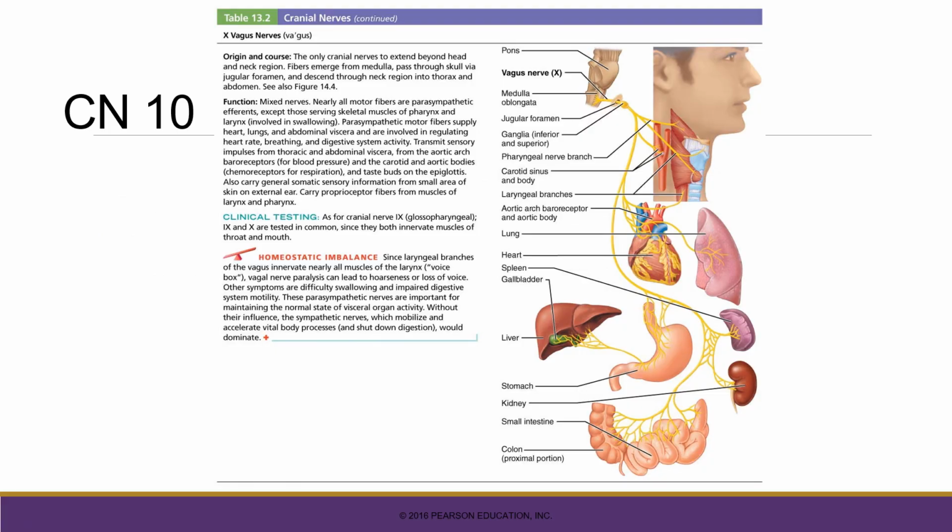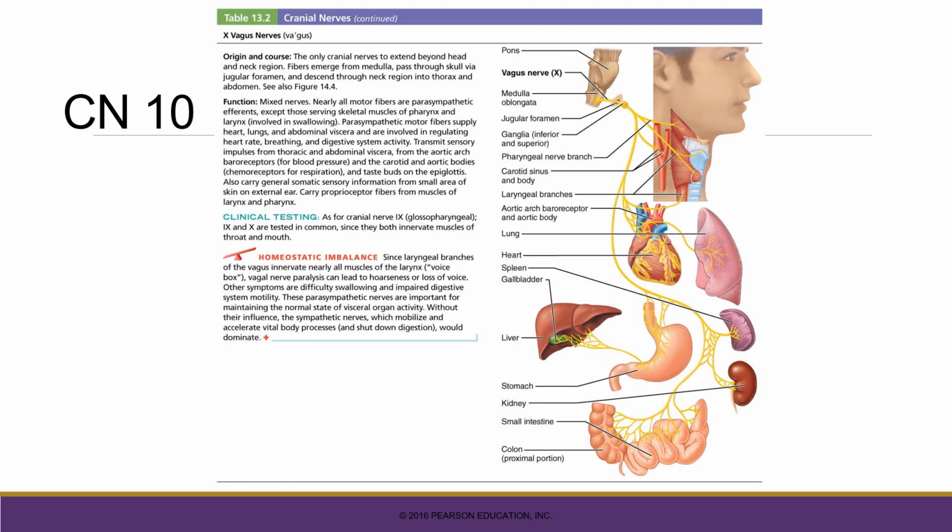So this slide here, at the previous slide I explained the origin and course. So let's look at function. Mixed nerves. Nearly all motor fibers are parasympathetic efferents, except those serving skeletal muscles of the pharynx and the larynx involved in swallowing. Parasympathetic motor fibers supply heart, lungs, abdominal viscera involved in regulating heart rate, breathing, digestive system. Transmit sensory impulses from the thoracic and abdominal viscera from the aortic arch. Baroreceptors for blood pressure, carotid and aortic bodies for chemoreceptors for respiration.